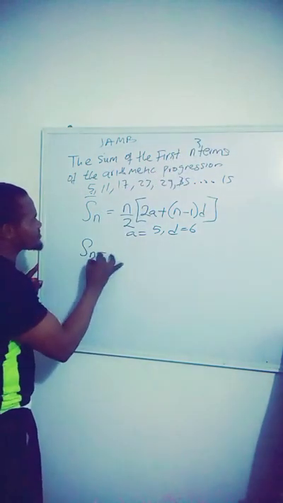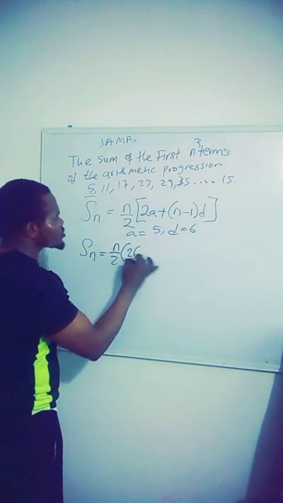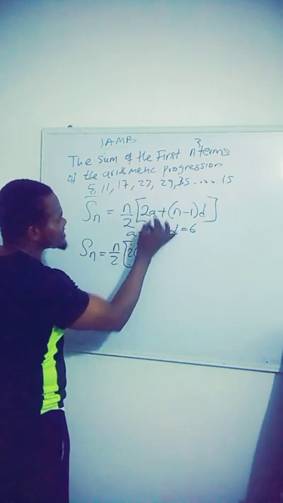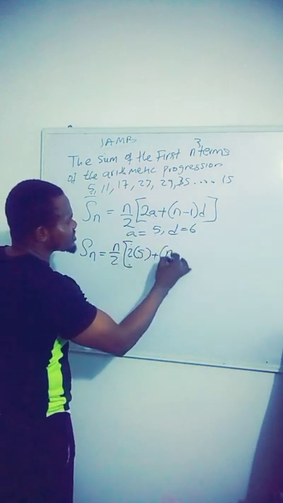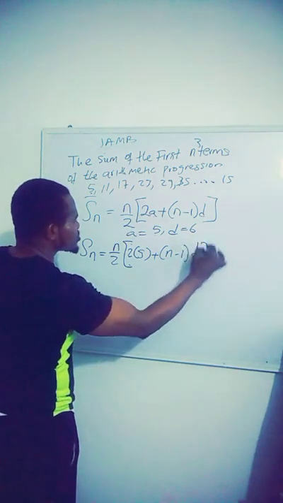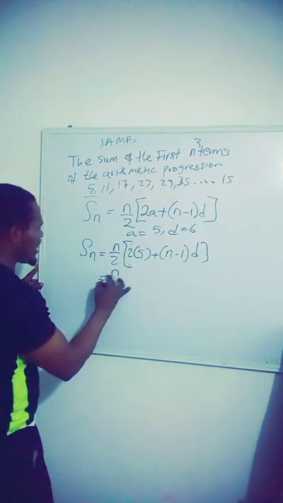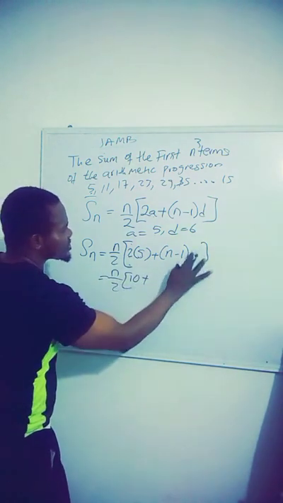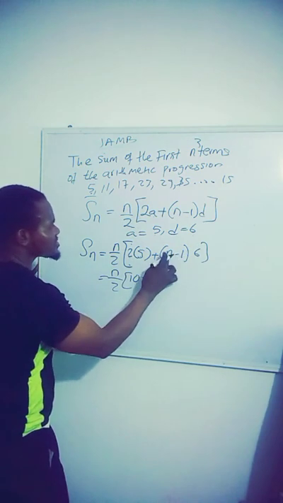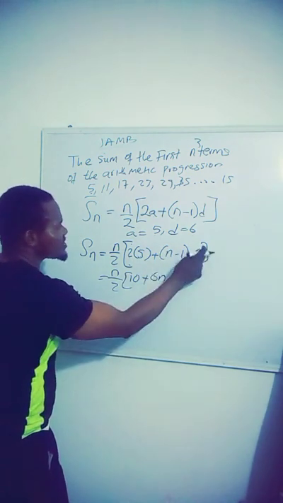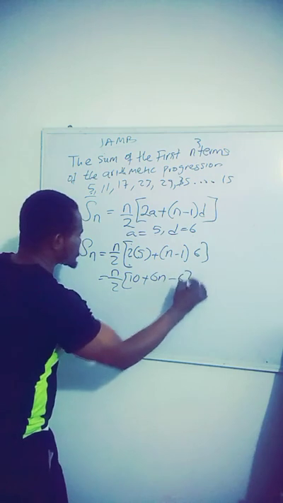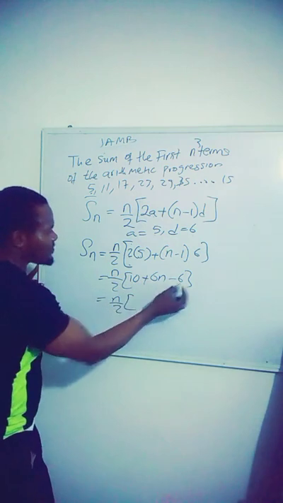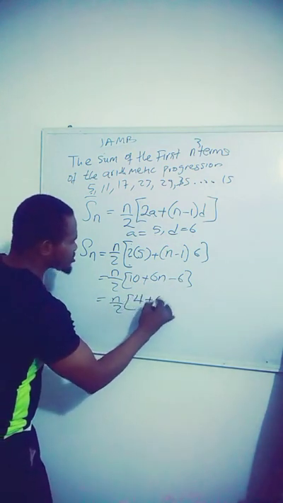So the sum of n terms will be n over 2 times (2 times the first term, 5, plus (n minus 1) times the common difference d). Let's simplify. n over 2 times (2 times 5, which is 10, plus 6 times n, which is 6n, and 6 times minus 1, which is minus 6). That gives n over 2 times (10 minus 6, which is 4, plus 6n).